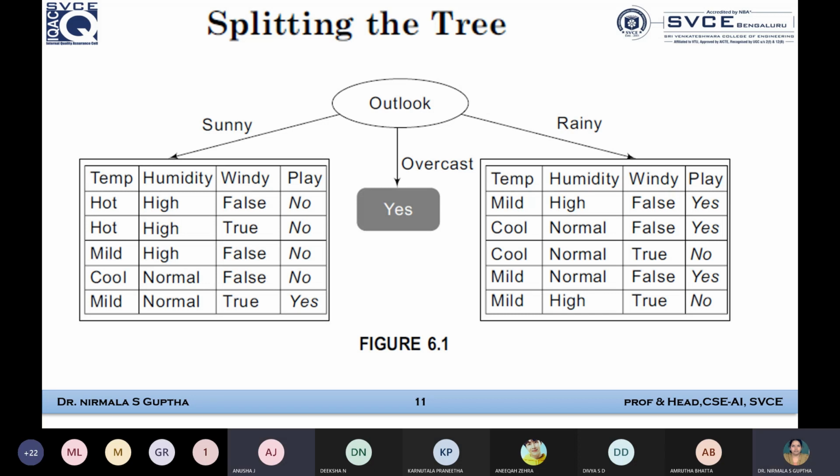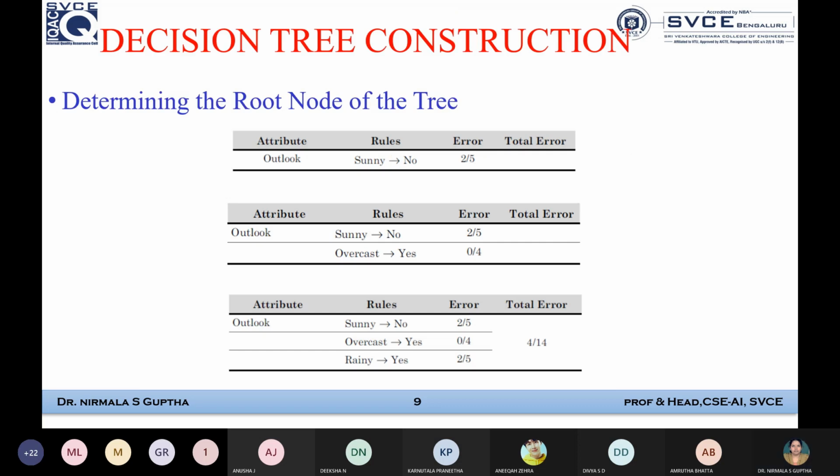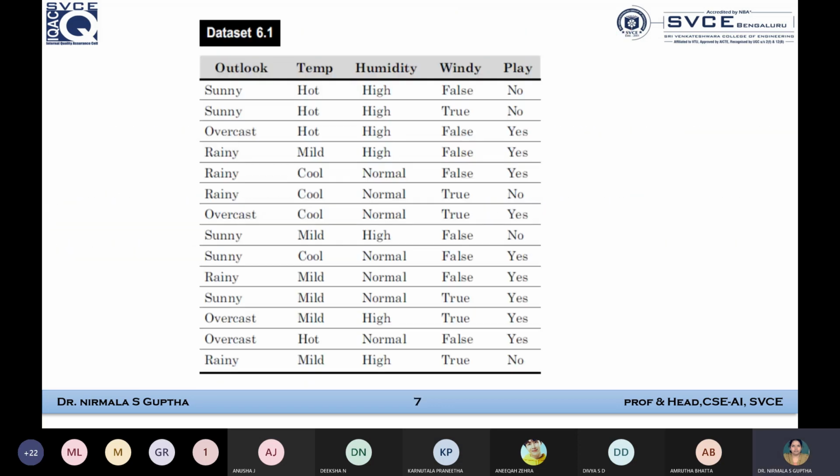How many instances? Temperature, humidity, windy, play, that is obviously we need to derive. So my question was, how many times was sunny there? 1, 2, 3, 4, if I'm not wrong. How many times? 5. 5. Okay.